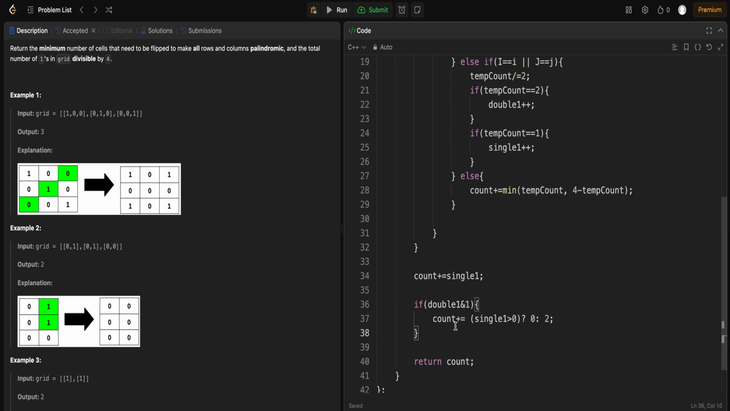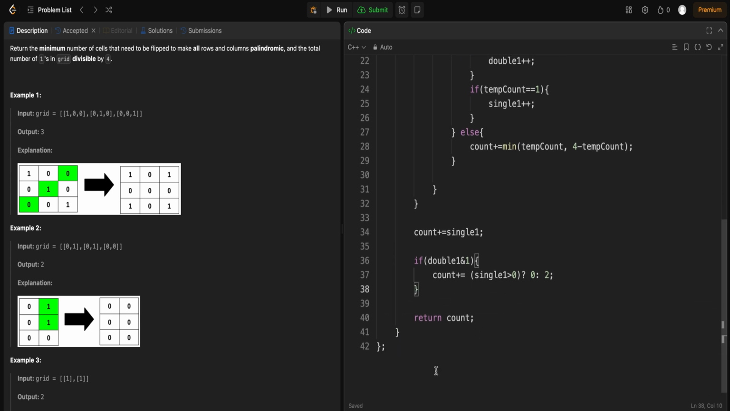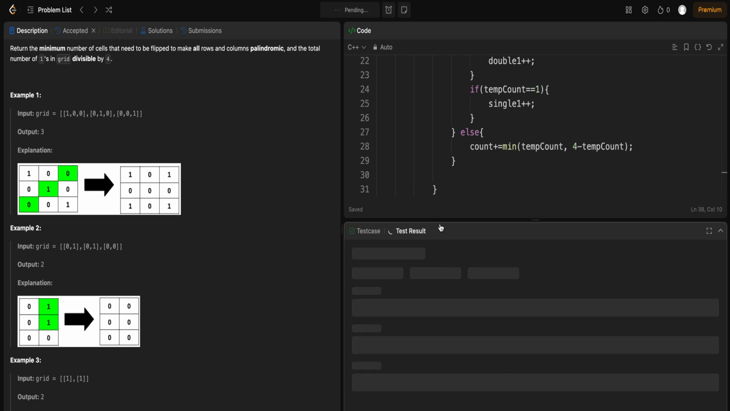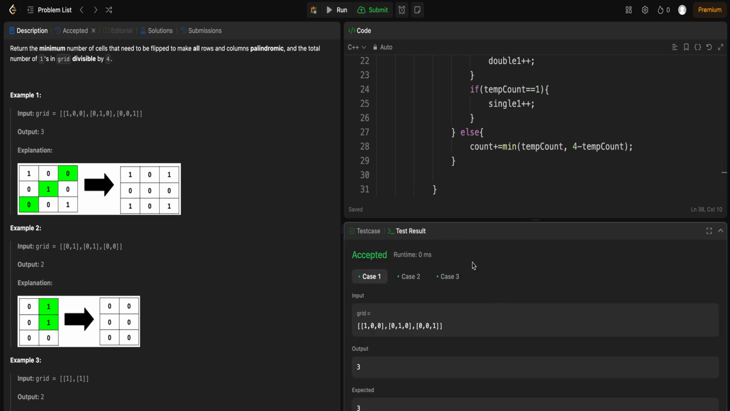Finally, we return our count, and let's try to run our solution now. And it should be accepted.